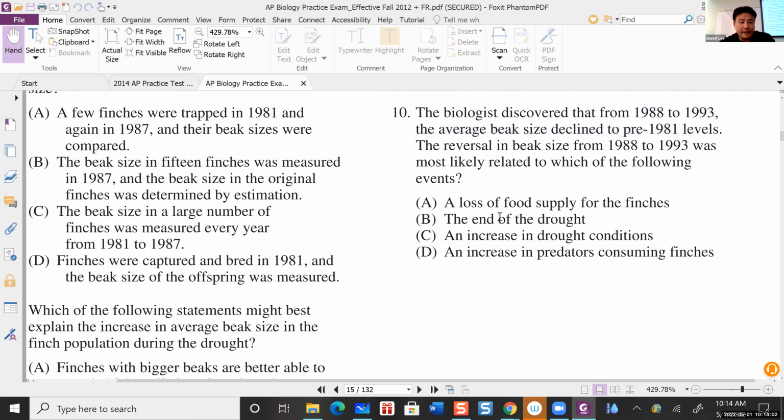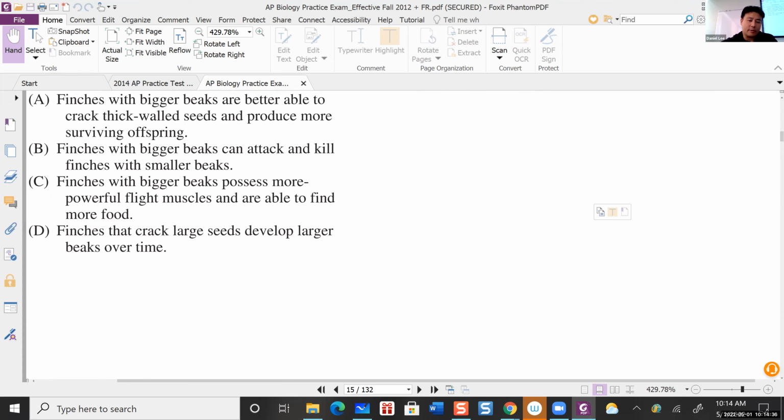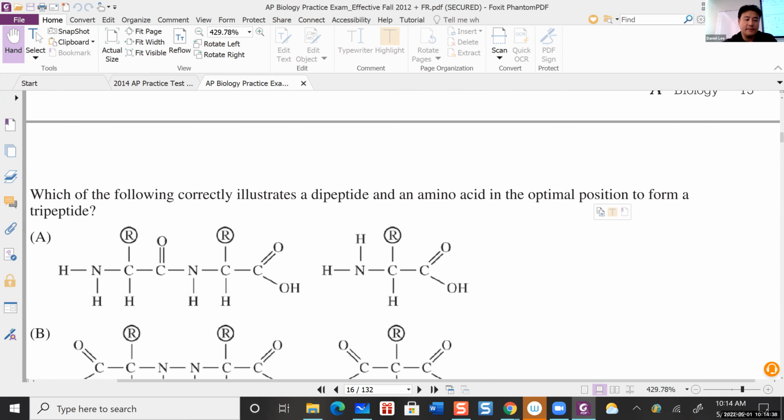Loss of food supply, a drought, increasing drought conditions, or increasing predators. So it has to be B, right? If there's no more drought, then the presumption is that you should come back to the original level, the pre-1981 level, because drought was the change, the natural selection that caused their directional shift. There's no evidence that there's loss of food supply. If there were increasing drought, then the beak size should stay large, with directional selection. All right, let's look at the next one.